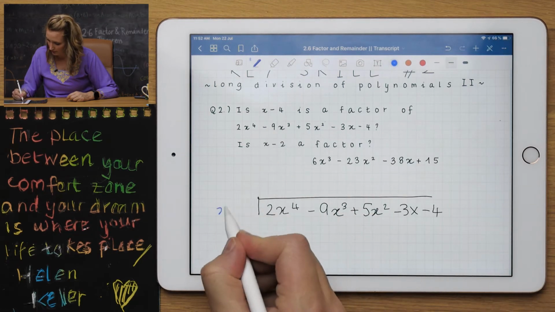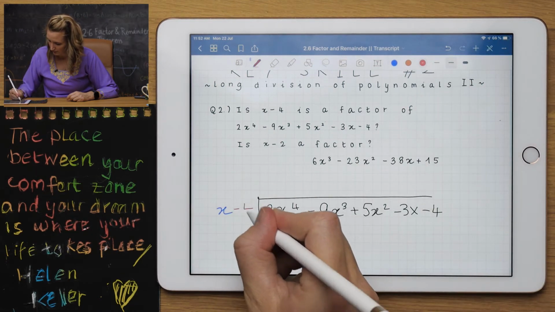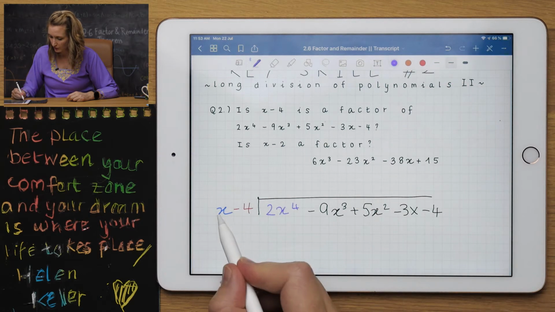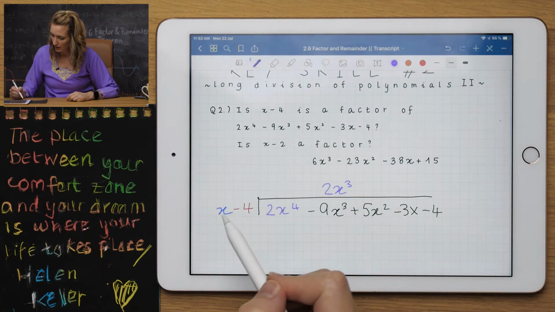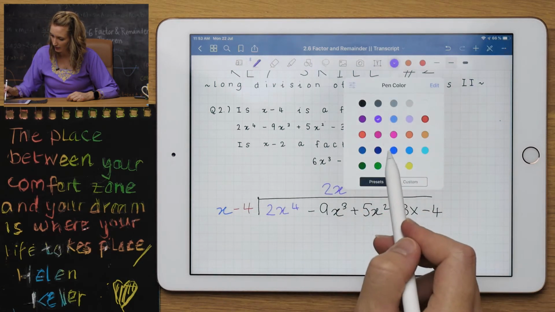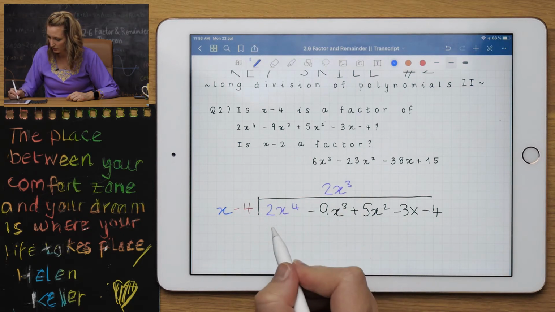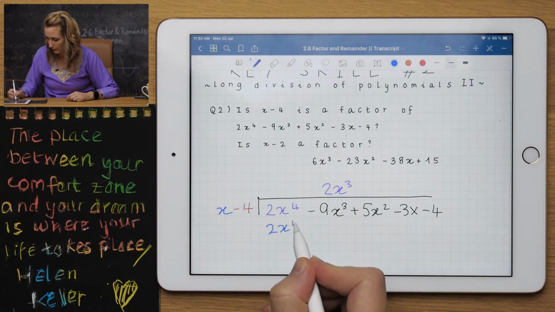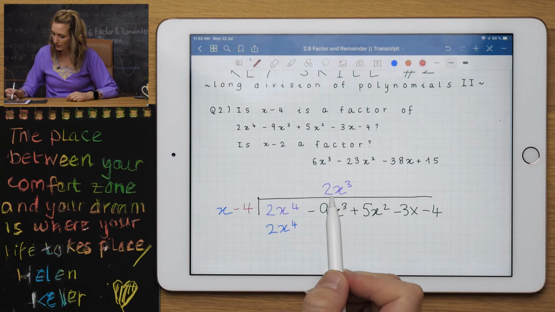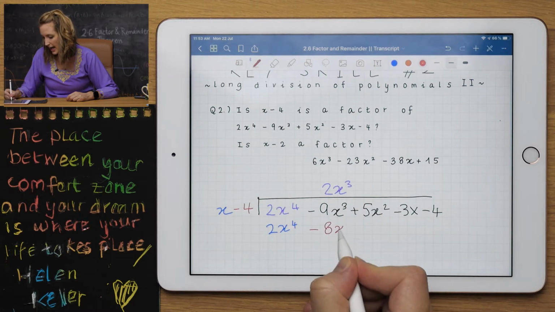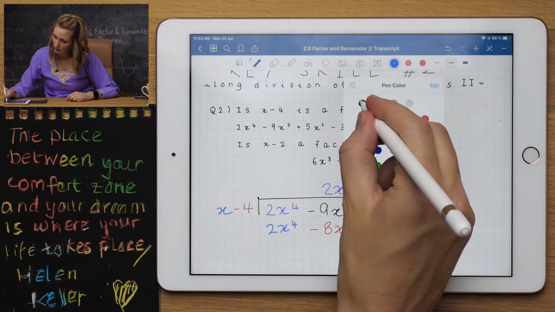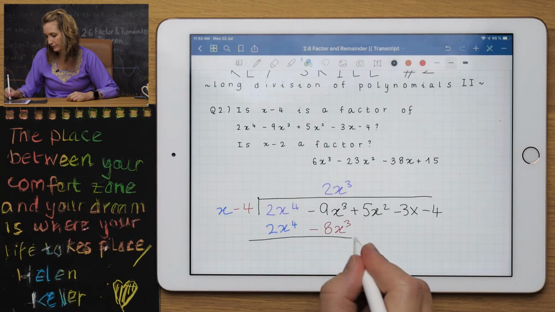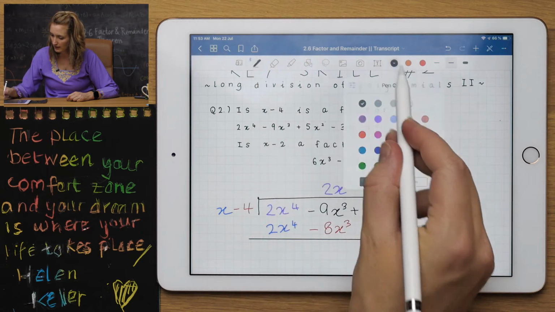So we'll start with x minus 4. Here we go. 2x cubed divided by x is going to be 2x cubed. Multiply back. x times 2x cubed is 2x to the power of 4. Minus 4 times 2x cubed is minus 8x cubed. We subtract, okay, to start the next block.